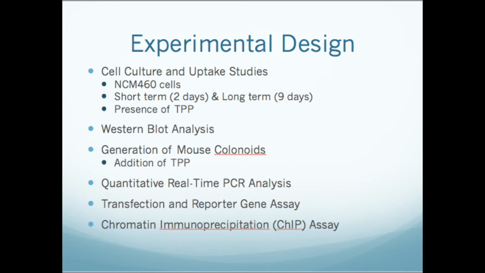A Western blot is done to determine whether the reduction in TPP uptake is mediated via a decrease in the level of expression of SLC44A4 protein. Colloids were then generated to use later in the RT-PCR, followed by a transfection of the SLC44A4 promoter construct and luciferase, followed by reporter gene assay and a chip assay.